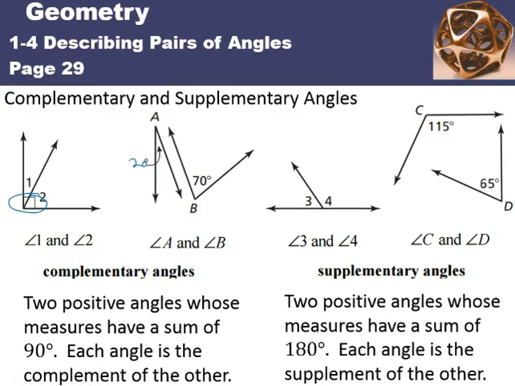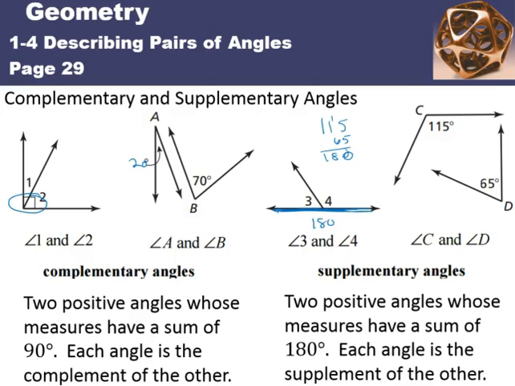Okay, 3 and 4 make a straight line, so these add up to 180. So they're supplementary. And if you add 115 and 65, you get 180. So these are supplementary. Supplementary angles are angles that add up to 180. Complementary add up to 90.